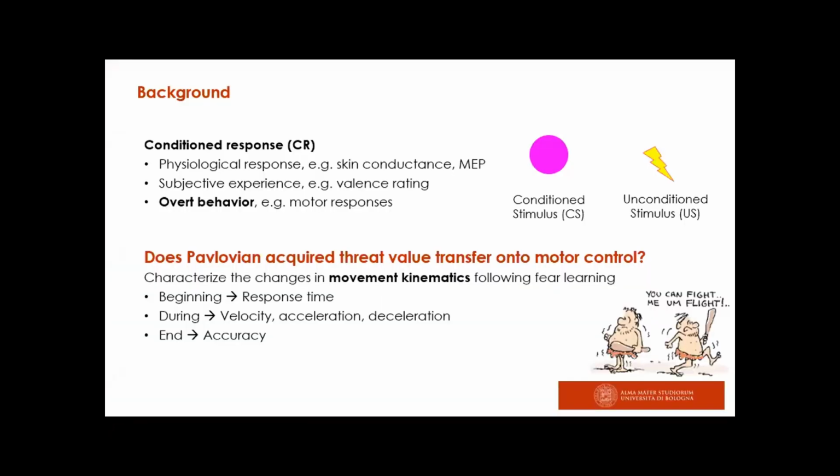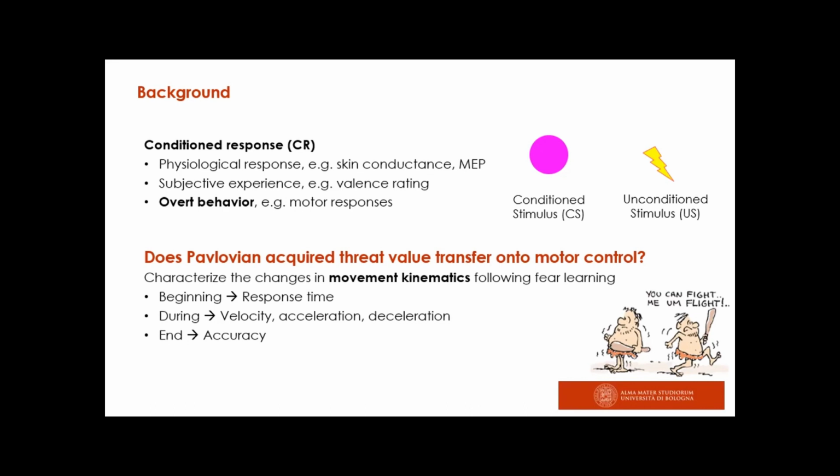So again, just to give a recap, when we learn that an intrinsically neutral stimulus is a predictor of something aversive, the presentation of this intrinsically neutral stimulus elicits a series of responses that are called conditioned responses. And these conditioned responses can be of different nature. They can be psychophysiological responses, like skin conductance response or changes in pupil amplitude. They can be changes in subjective experience, or they can be a change also in overt behavior.